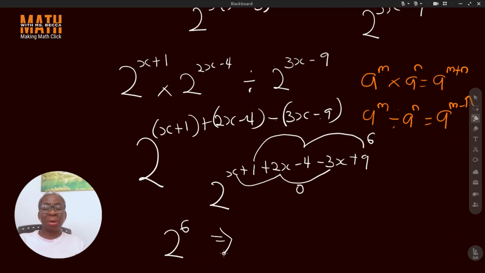And what is 2 power 6? That will be 64. 2 times 2 is 4, times 2 is 8, times 2 is 16, times 2 is 32, and then times 2 is 64. So the answer will be 64, and that is it.